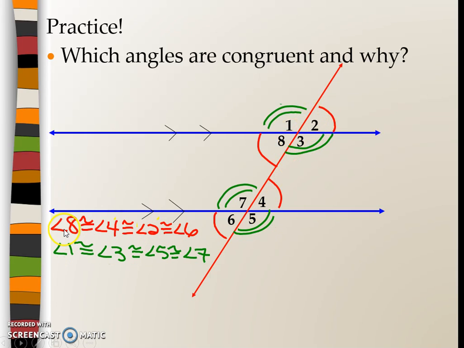So can you write this, please? Angles 2, 8, 4, 6 are congruent to each other. Angles 1, 3, 5, 7 are congruent to each other. So if angles 1 and 3 are 150, angles 7 and 5 are 150 degrees. If angles 2 and 8 are 30, then angles 4 and 6 are also 30 degrees.